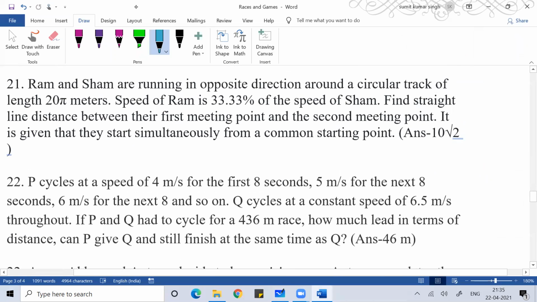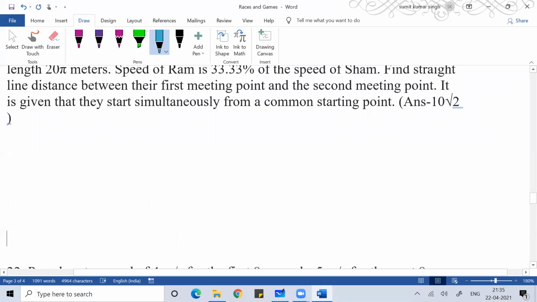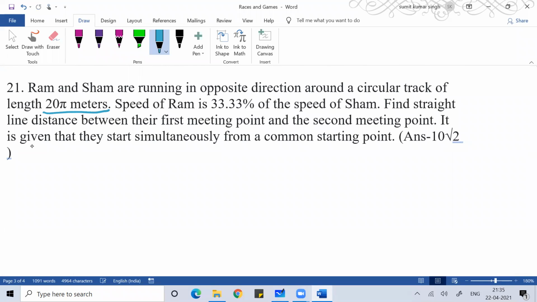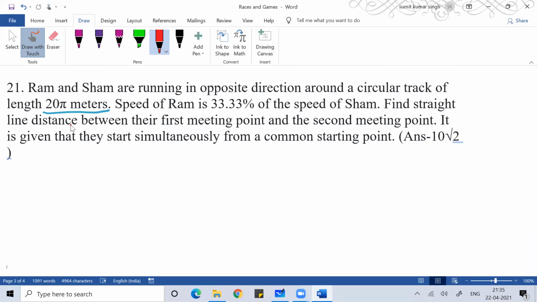Question number 21. Ram and Shyam are running in opposite direction around a circular track of the length 25 meters. You can understand the length of the track is 25. The speed of Ram is 33% of the speed of Shyam.